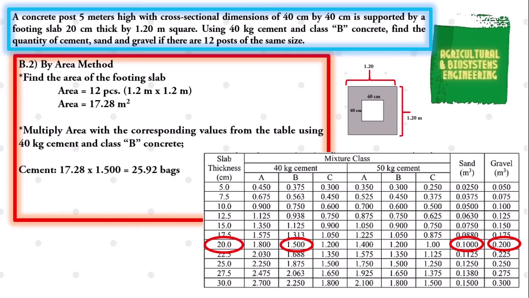We begin with our cement. We have the area of 17.28 times 1.500, giving us the cement quantity to be 25.92 bags. Next, the sand. We have the area of 17.28 times the sand value of 0.1, giving us the quantity for our sand to be 1.728 cubic meters. Next, the gravel. We have the area of 17.28 times 0.2, giving us the gravel quantity of 3.456 cubic meters. That is now the solution to our area method.